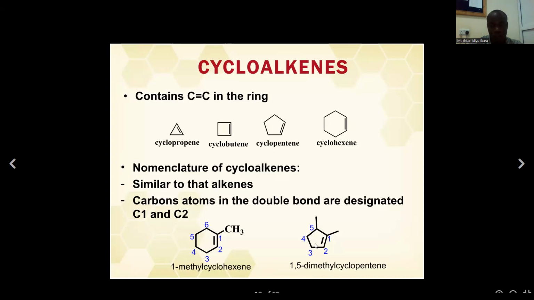And this one, we also have carbons 1, 2, 3, 4, 5. At carbon 1 we have methyl, and at carbon 5 we also have methyl. So that is why this one is named 1,5-dimethylcyclopentene, because we have substituents at positions 1 and 5.